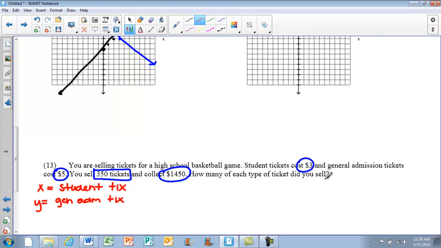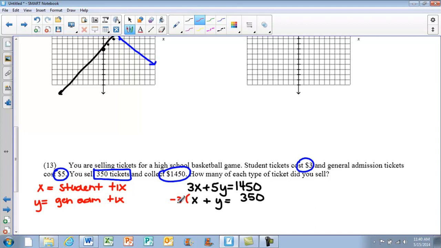Now, we're looking at two different things here. We're looking at price and we're looking at the total tickets. So to set up our first equation, it's going to be $3 per student ticket plus $5 per general admission ticket, and that's going to be equal to our $1,450. Now, my second equation, we sell 350 tickets total. So just a combination of the student tickets and the general admission tickets are going to be equal to 350. Now, if I look at these, they are set up in standard form. So I am going to use elimination.